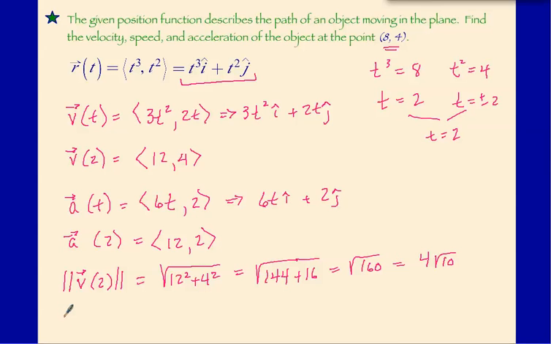By the way, if they asked you for the magnitude of the acceleration vector, you could do that as well, and it would be the same deal: the square root of, in this case, 12 squared plus 2 squared, which is the square root of 148, etc., which I'm sure can be simplified further. I'll let you do that part. All right, so we've got a good idea of how to use the derivative.